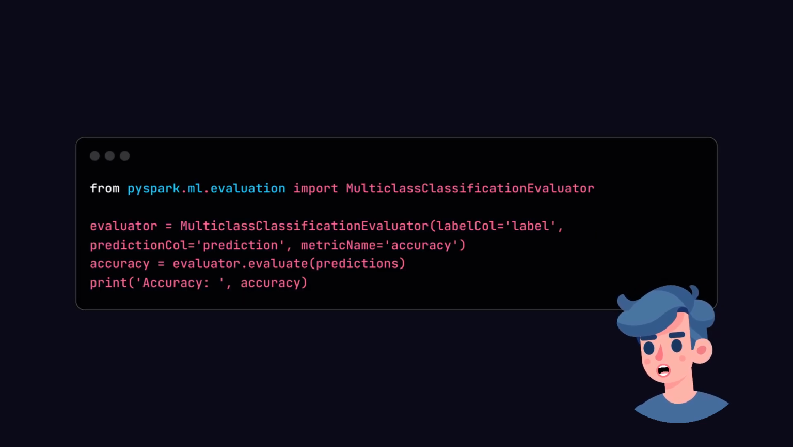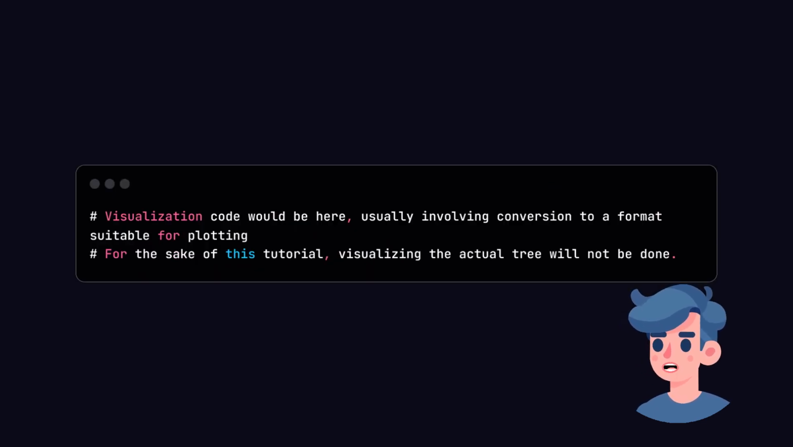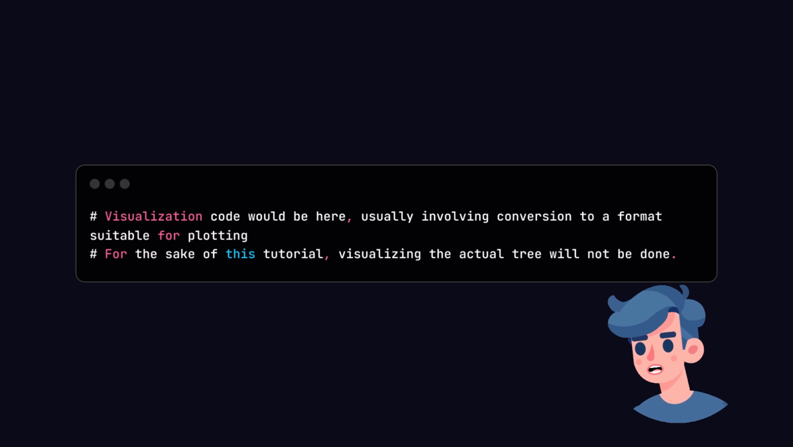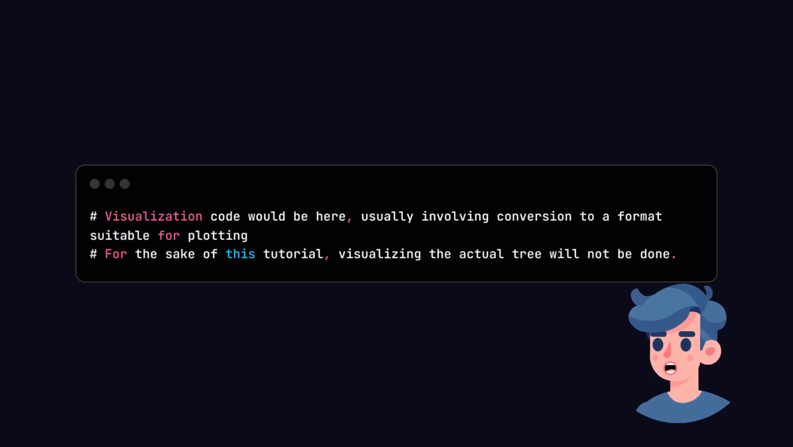To quantify our model's performance, we will calculate the accuracy using the multi-class classification evaluator. Now that we have the model's accuracy, we can further analyze the results. It's also possible to visualize the decision tree, which can provide insights into how the model made its decisions. Let's extract the tree model and visualize it using Matplotlib.